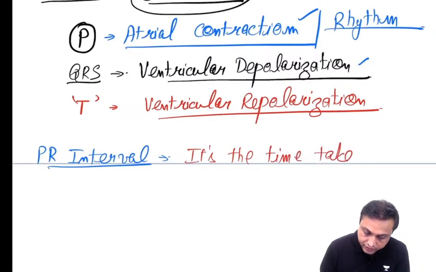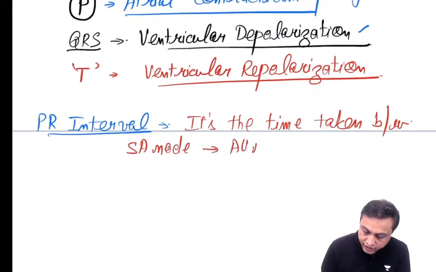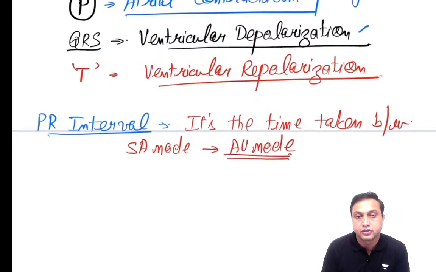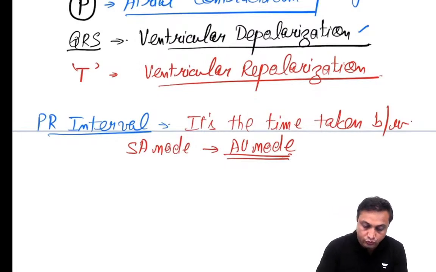It's the time taken between the SA node to reach the AV node, right? So it is the time between the SA node and the AV node. Another point, do remember this thing, that first atrial contraction occurs, then ventricular contraction occurs after, let's say, 0.8 milliseconds. Do remember this point also, right?